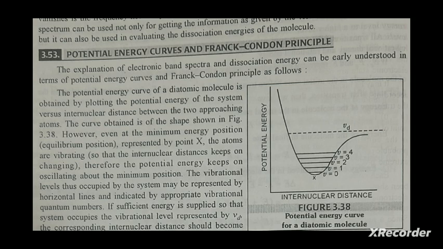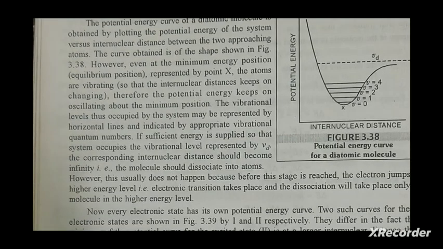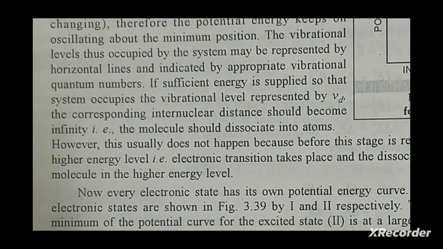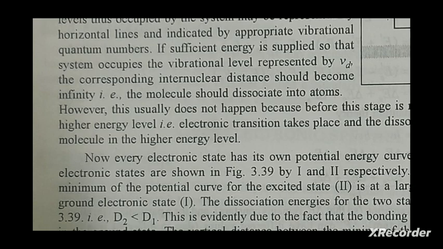However, even at the minimum energy position, the equilibrium position represented by point X, the atoms are vibrating so that the internuclear distance keeps on changing. Therefore, the potential energy keeps on oscillating about the minimum position. The vibrational levels thus occupied by the system may be represented by horizontal lines and indicated by the approximate vibrational quantum number. If sufficient energy is supplied so that the system occupies the vibrational level represented by Vd, the corresponding internuclear distance becomes infinity, and the molecule should dissociate into atoms.